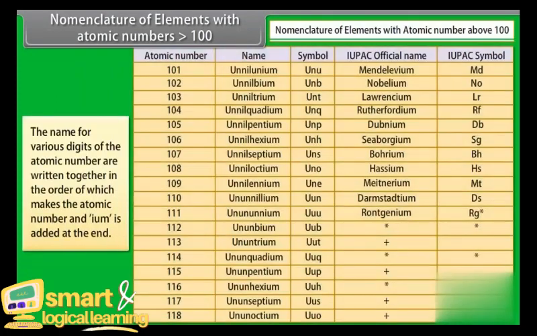The names for the various digits of the atomic number are written together in the order which makes up the atomic number, and "ium" is added at the end.